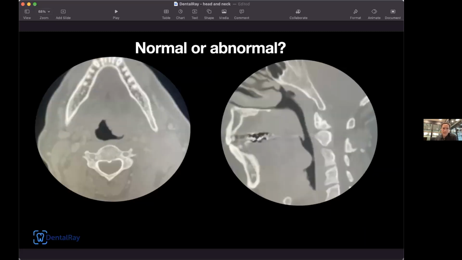Let's go on and do another hand raise here. All right, so look at this. We have an axial and a sagittal CT scan of the maxillofacial region. You can see part of the mandible. You can see the skull base and the upper cervical spine. We can see the airway.